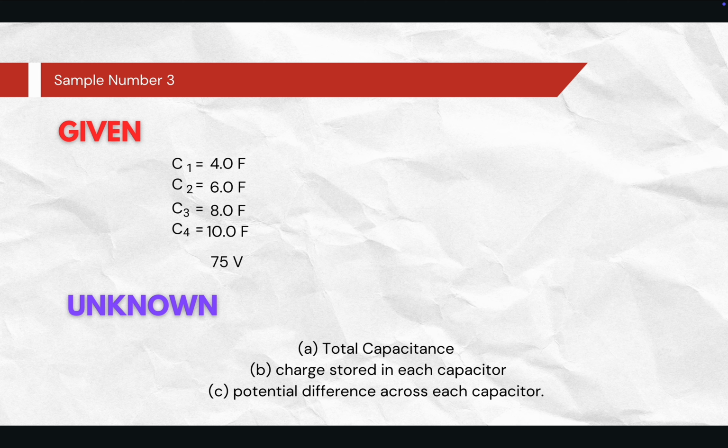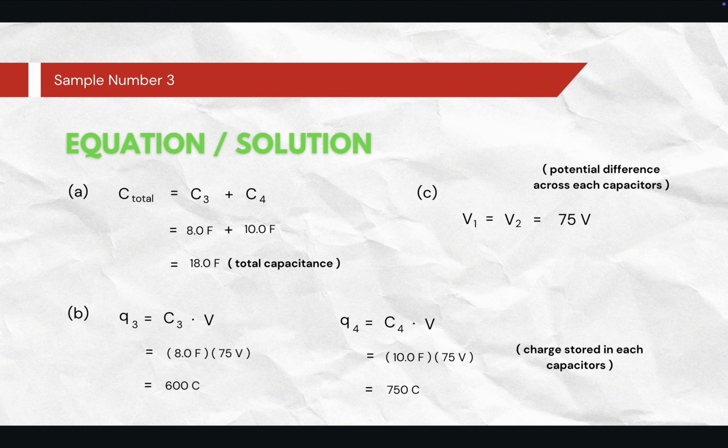Uunahin natin ulit yung parallel. Yung capacitance number 3 and capacitance number 4, i-add lang natin. Magiging 18.0 F. Yan yung total capacitance ng parallel. Next is yung charge stored, is yung capacitance number 3 times natin sa given na volt, magiging 600 C. And then yung capacitance number 4 naman, times ulit natin sa volt na given, magiging 750 C. Tapos yung potential difference across each capacitor is ganun lang din. V sub 1 is equal to V sub 2 is equal to 75 volts. 75 volts is yung given na volt.